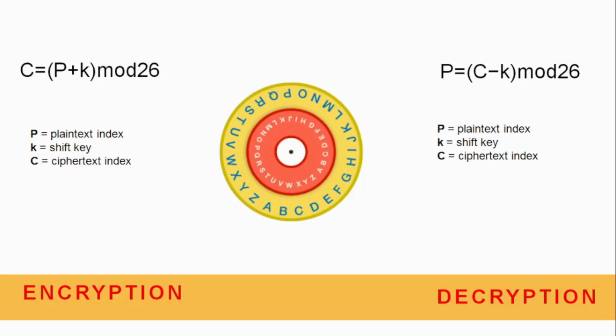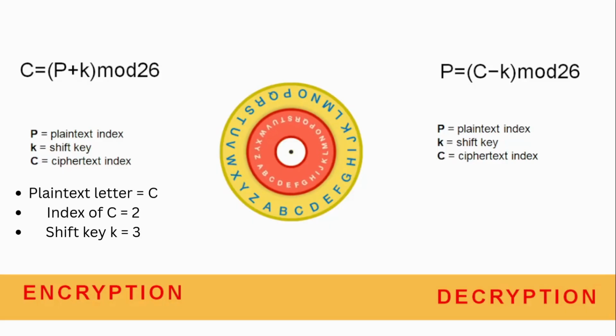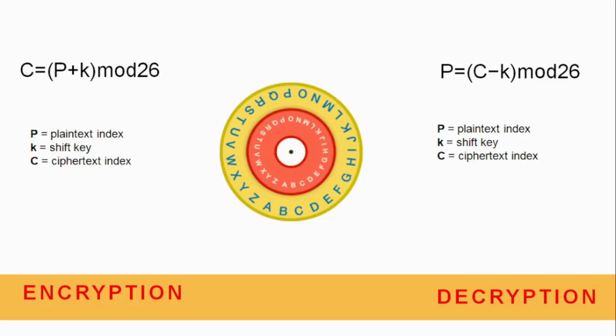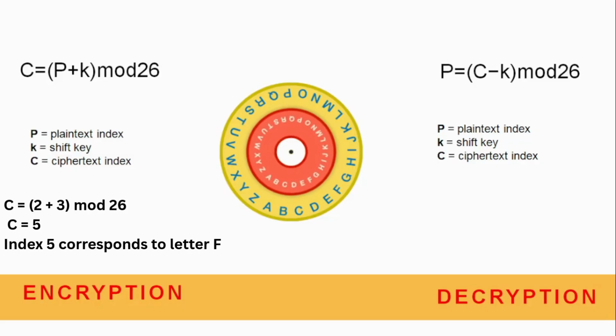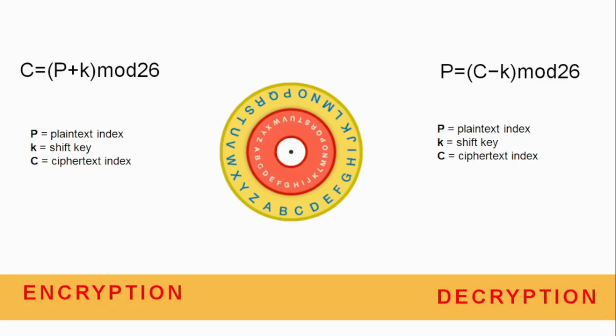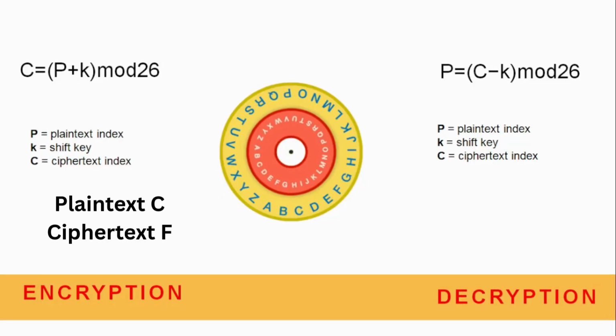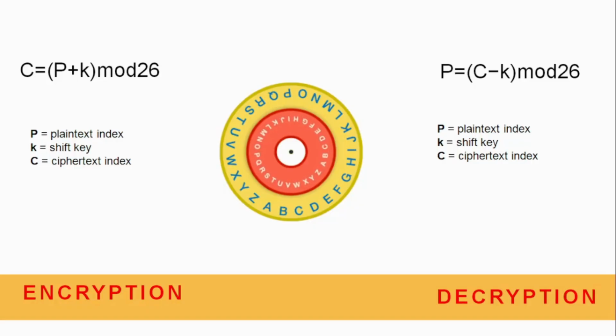Suppose we have a plain text letter C, and the index of C is 2. Let's take a shift value K equal to 3. If we apply these values in the formula, we get capital C equal to 5, which corresponds to the letter F. So for encryption, the plain text is C while the cipher text is F. This process is repeated for every letter in the message.